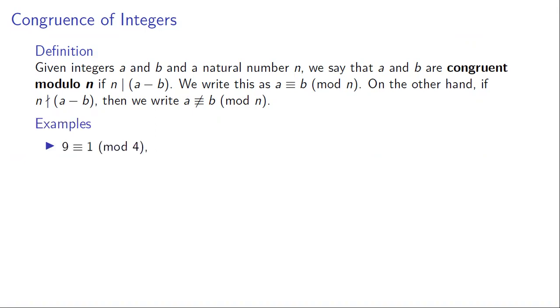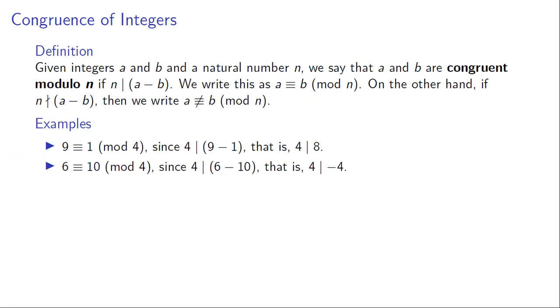Let's do some examples. So first example is 9 is congruent to 1 mod 4. Why? Well, 4 divides 9 minus 1. That is, 4 divides 8. That's true. 4 divides 8. In other words, 4 divides 9 minus 1. So therefore, 9 is congruent to 1 mod 4. Another example. 6 is congruent to 10 mod 4, since 4 divides 6 minus 10, that is, 4 divides negative 4.